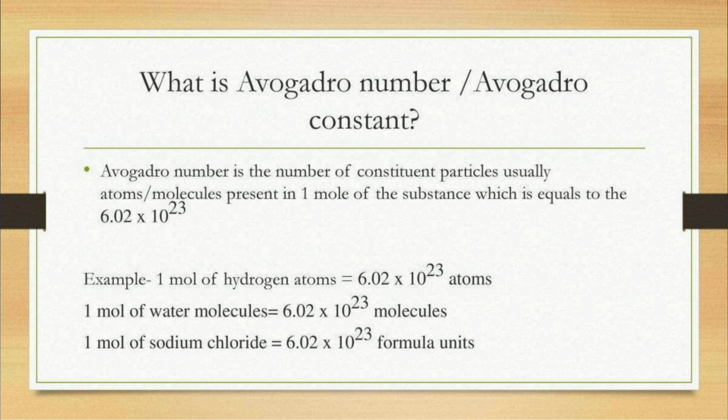Now, what is Avogadro's number or Avogadro constant? As I already told you previously, Avogadro's number is the number of constituent particles, usually atoms or molecules, present in 1 mole of the substance, equal to 6.02 into 10 to the power 23. So, 1 mole of hydrogen atoms is equal to 6.02 into 10 to the power 23 atoms. 1 mole of water molecules is equal to 6.02 into 10 to the power 23 molecules. 1 mole of sodium chloride is equal to 6.02 into 10 to the power 23 formula units. Right? You have to identify what type of particle is present, atom, molecule, or formula unit, and then use atoms, molecules, etc.